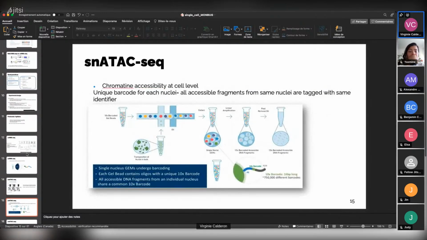So I will pass on this. Yes, it's the same principle. All the accessible fragments from the nuclei are tagged with the same identifier. So again, that's why you need to be really careful here. You need to encapsulate just one cell, because everything that is in the droplet will be marked with one barcode.